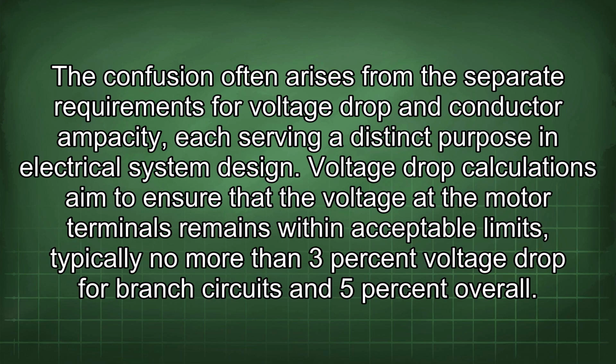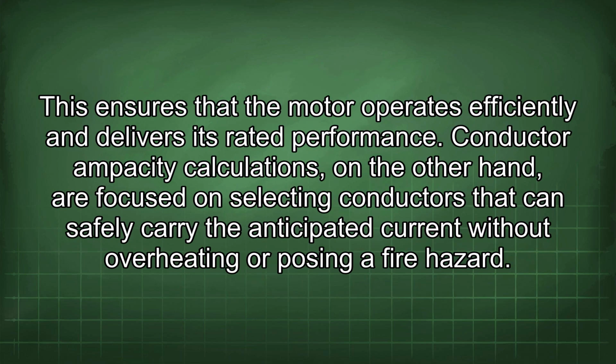Voltage drop calculations aim to ensure that the voltage at the motor terminals remains within acceptable limits, typically no more than 3% voltage drop for branch circuits and 5% overall. This ensures that the motor operates efficiently and delivers its rated performance. Conductor ampacity calculations, on the other hand, are focused on selecting conductors that can safely carry the anticipated current without overheating or posing a fire hazard.